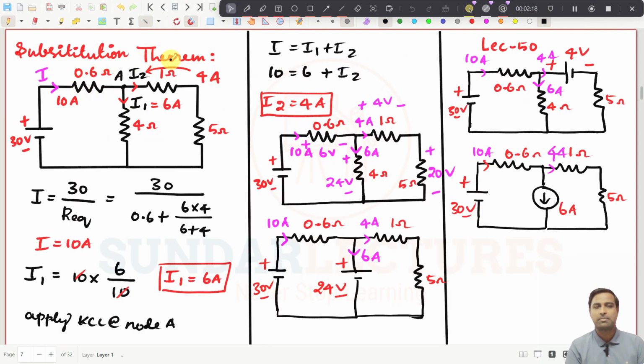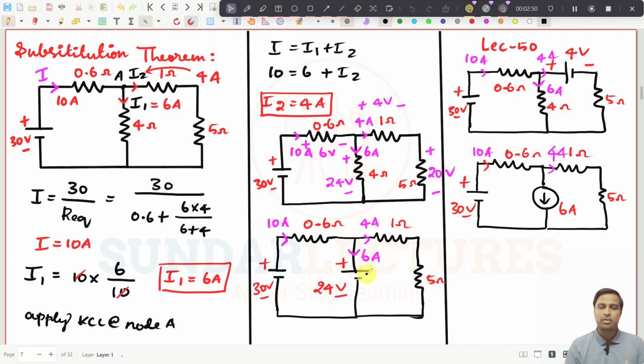And then we have seen the substitution theorem. In the substitution theorem, we have solved this problem to find all the currents in the resistor, and then with that current, we can replace this resistor by a voltage source. See, this current is 6 amps and this resistor is 4 ohms. So 6 into 4, it can be a 24 volt source. That is what we have done here. Even if you do this and simplify the problem, again you will get the same current in all other branches.